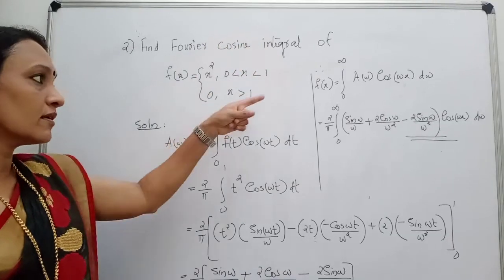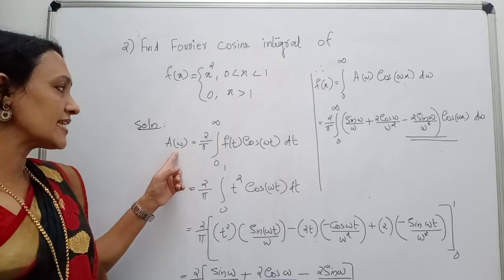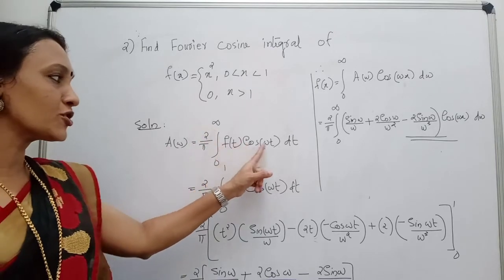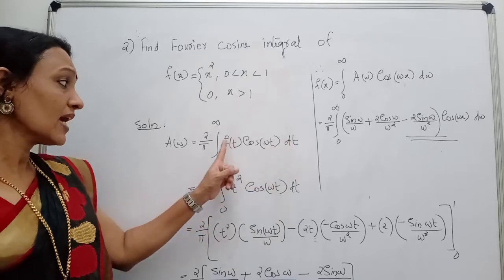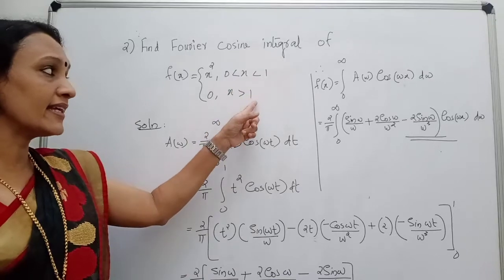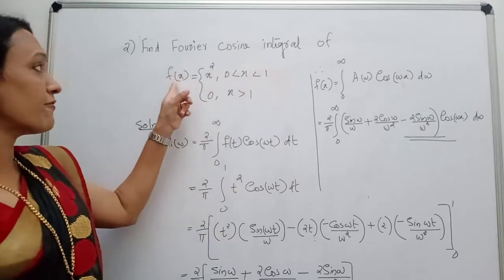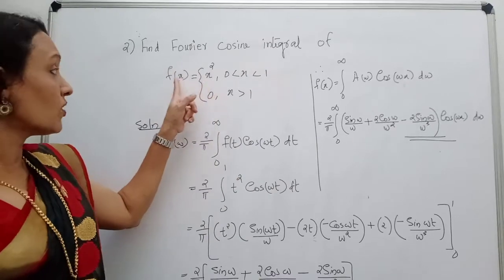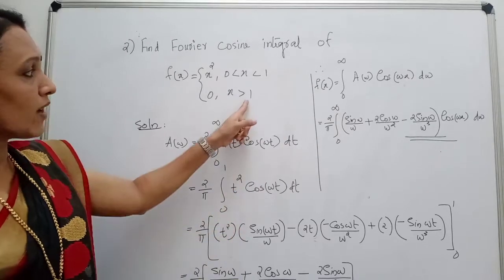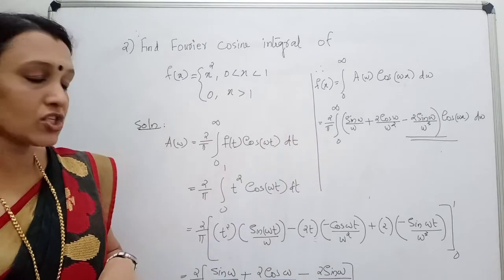In the definition of Fourier cosine integral, we have a omega, and a omega is equal to 2 by pi integral 0 to infinity f of t cos omega t dt. And 0 to infinity we want to split: 0 to 1, then integral from 1 to infinity. From 0 to 1, what is the value of f of x? F of x is x square. So, the value of f of t is t square, and you should substitute that here. And from 1 to infinity, the value of the integral is 0. So the second integral vanishes.